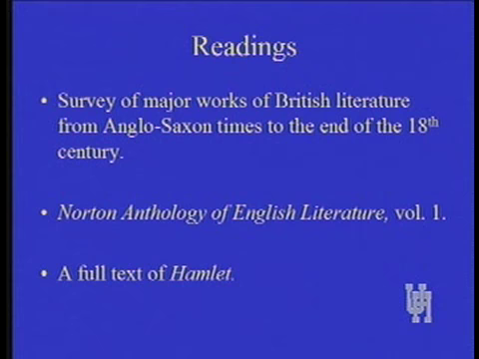They can give you further directions on how to access that. Those of you who are here with me today, I have printed copies already for you. If you didn't get one, if you came in a little bit late, they're available in the back of the room, and you can certainly get one when we leave today. So, let me go over these various items. The readings, as I've already mentioned: this is a survey of major works of British literature from Anglo-Saxon times to the end of the 18th century. We have two texts, the Norton Anthology of English Literature, and be sure you get volume one, because volume two is for the second half of this course. So be sure you get volume one.